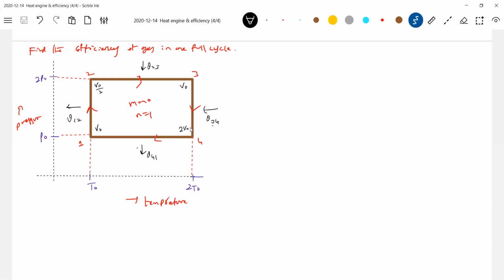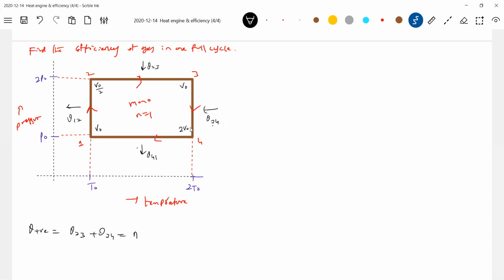Okay, let's go for efficiency. First, we'll calculate efficiency. What do you suggest here? Net work done. Then again, coming to Q positive instead. I do prefer to go for Q positive, Q negative. So what is Q positive now? Where all is it absorbed? In which processes is it absorbed? Q23 and Q34.